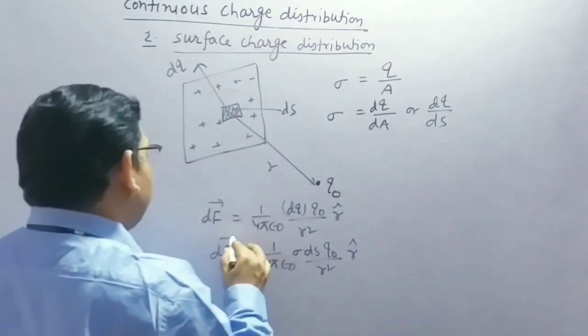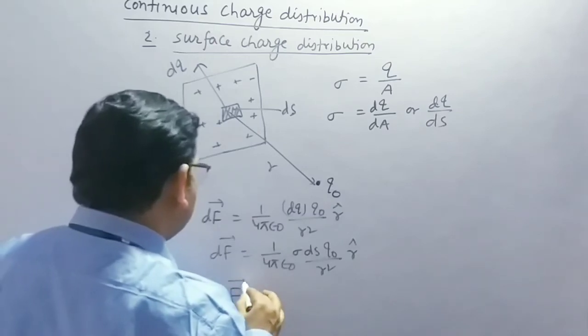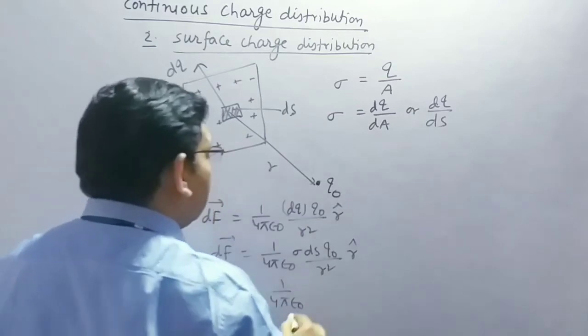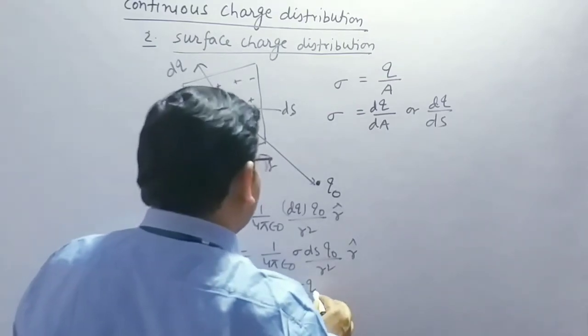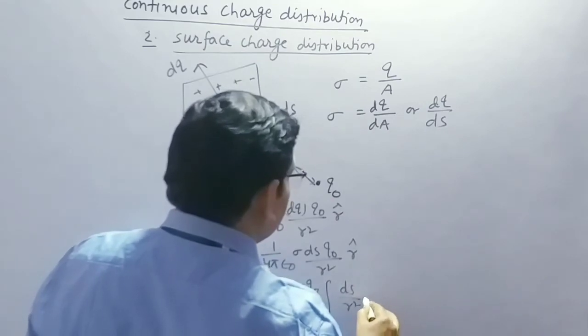Now to calculate the total force, do the required integration: 1 by 4 pi epsilon sigma q naught, integration of ds by r square, unit vector r.